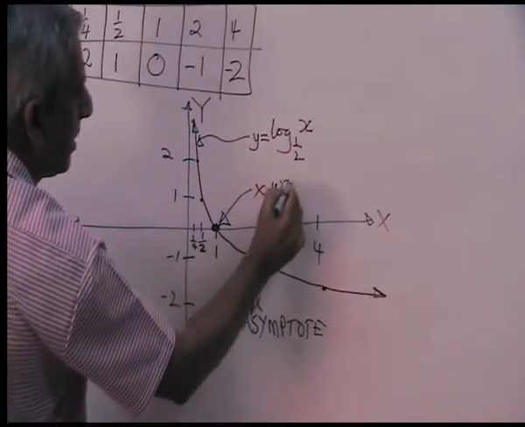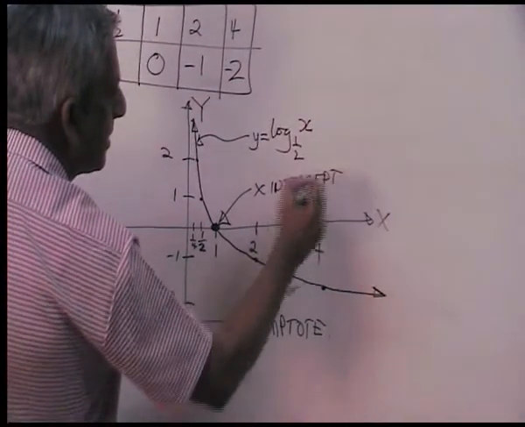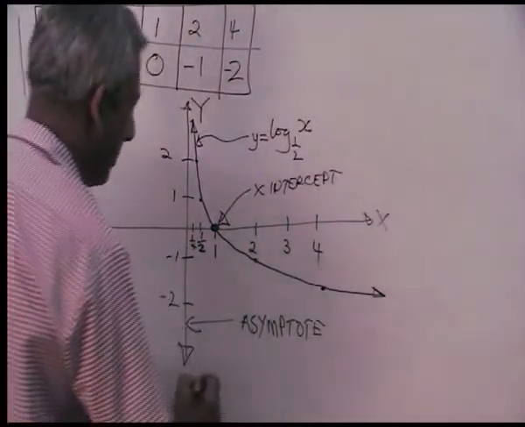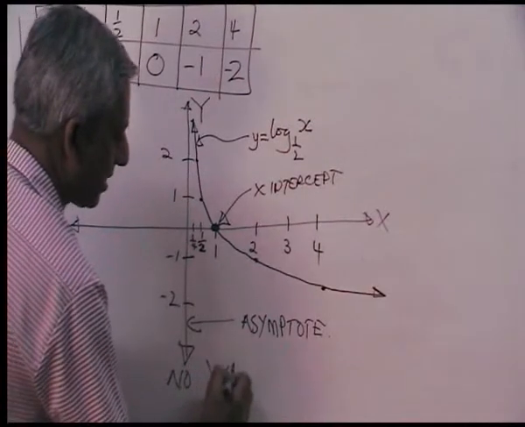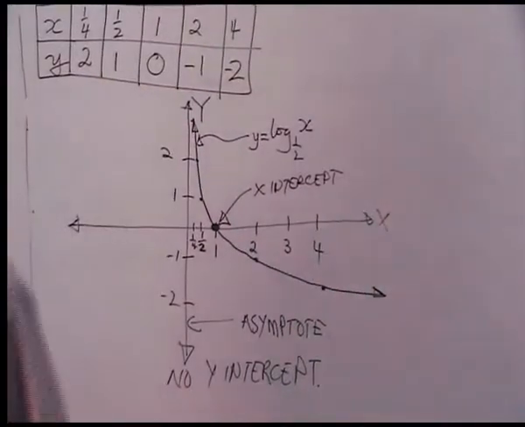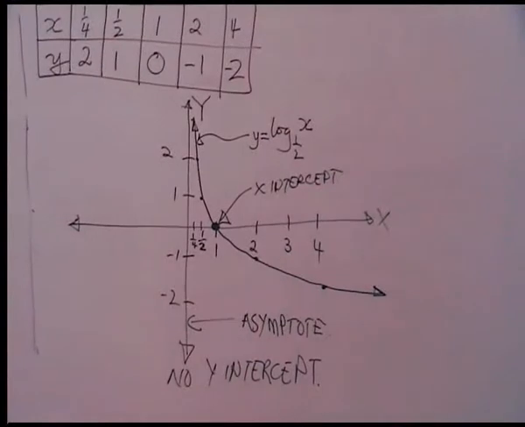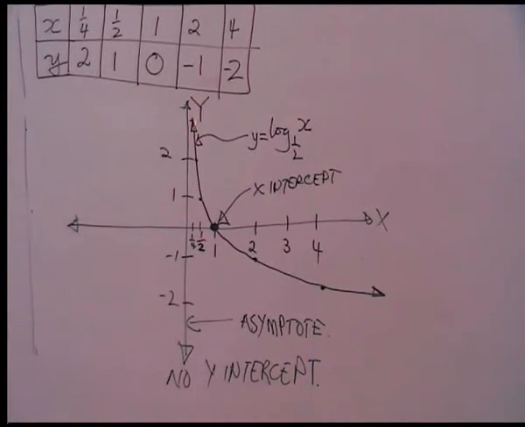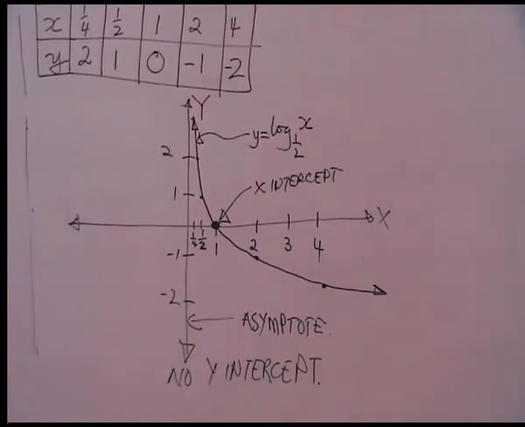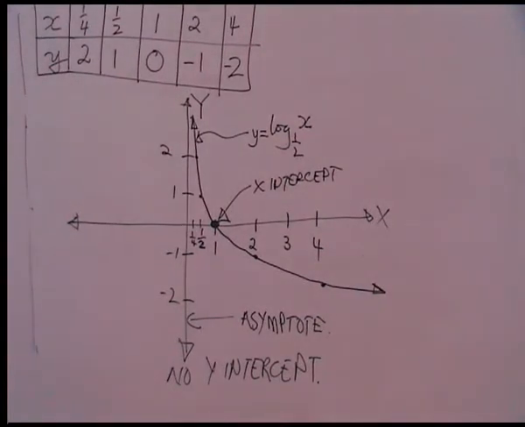It's interesting to note that this particular point here now is the x-intercept, and clearly there is no y-intercept in this graph. This graph does not have a y-intercept, because the graph will go very close, but it will never touch. If it never touches, it will never cut. If it never cuts, there will be no y-intercept. So this graph has an x-intercept, but it does not have a y-intercept.